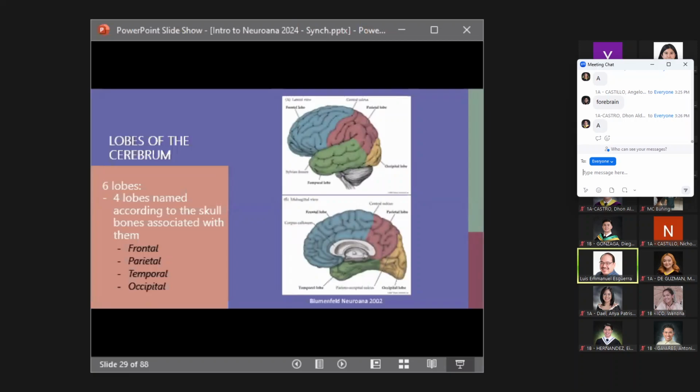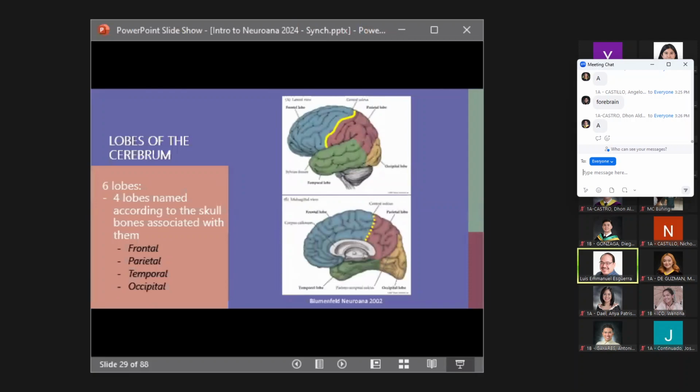Now, you have this brain specimen right there, but you don't have a skull bone there. How do you know which is the boundary between these lobes? Just remember these particular structures. First and most important structure to identify when you have a brain specimen is the central sulcus. That's the one in yellow that I wrote there. That separates the frontal lobe in blue from the parietal lobe in red.